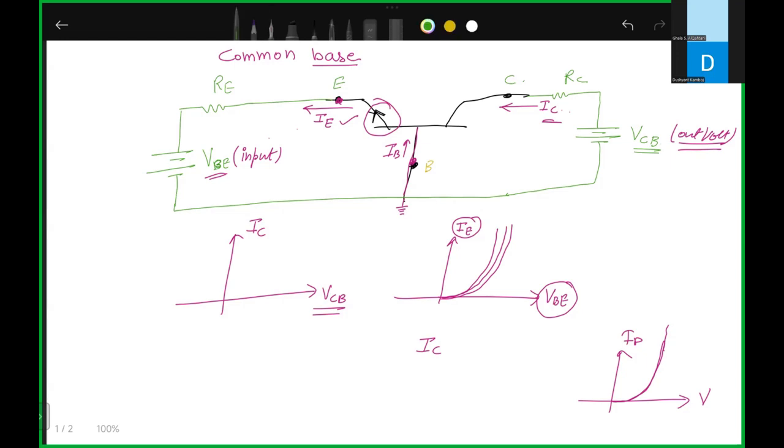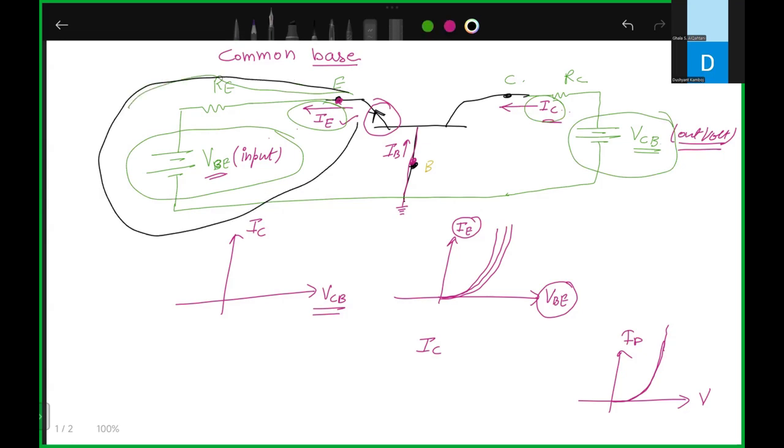Just remember, Gala, we are giving the input to this terminal. This is our input, so this is the input current. We are taking the output here. This IC current will be the output current. Understood or not? This is your input terminal. Let me make it with black so that it will be visible to you. This one is your input terminal, and this one is the output terminal. So this current IE is the input current, and this IC current is the output current. Got my point? Yes. Is my voice clear to you or not? Yes.